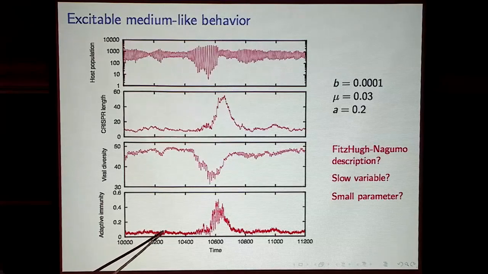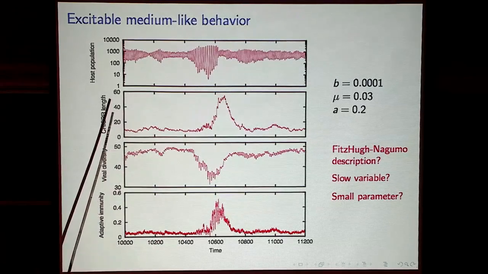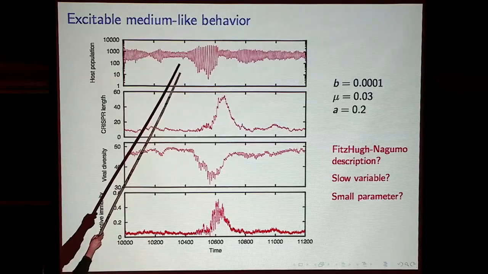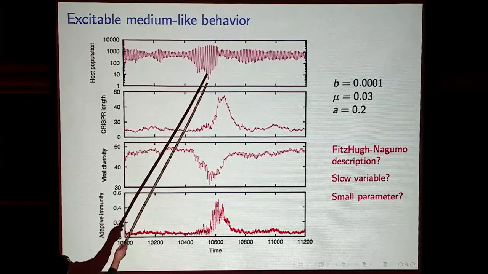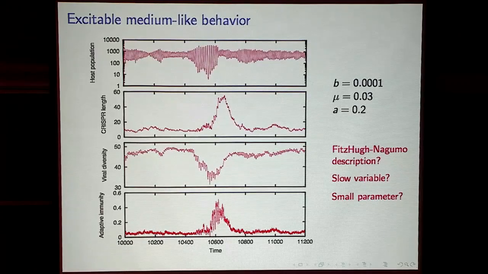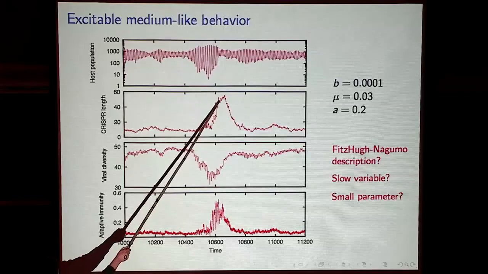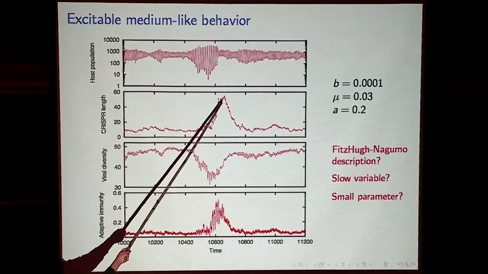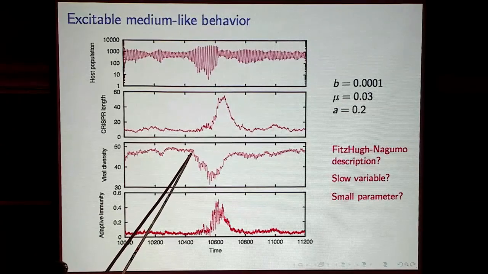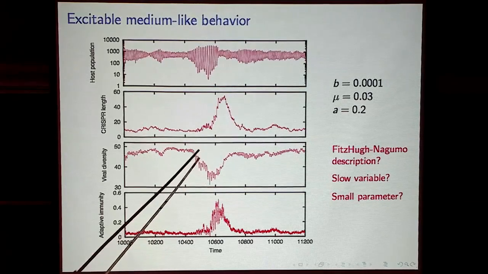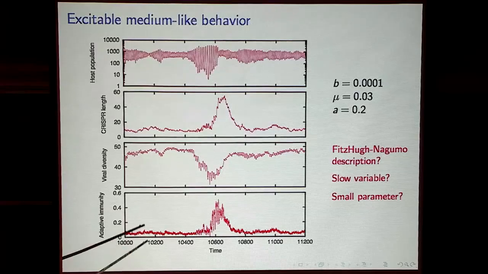So the adaptive immunity sits at a very low value. I think we still don't understand what's really happening, but we think that a series of bottlenecks in the host population results in the survival of the hosts that have the longest CRISPR loci. As a result, the adaptive immunity begins to rise. The CRISPR locus size rises, and actually, it looks like the viral diversity precedes the rise. So we don't understand this yet.